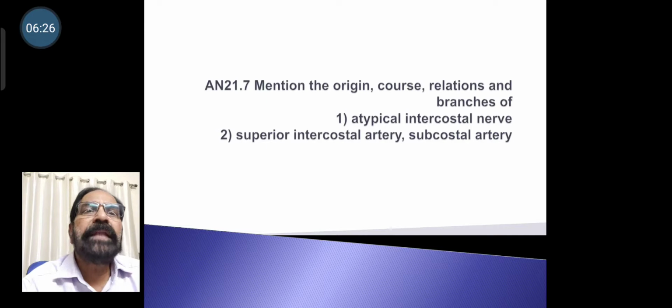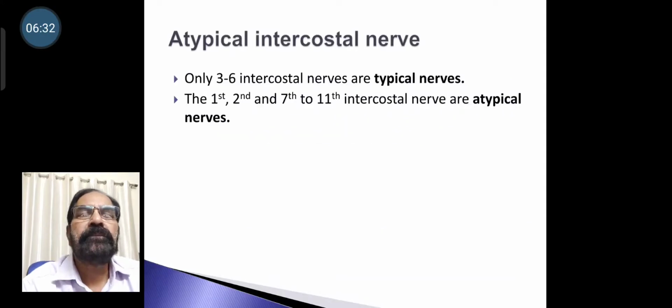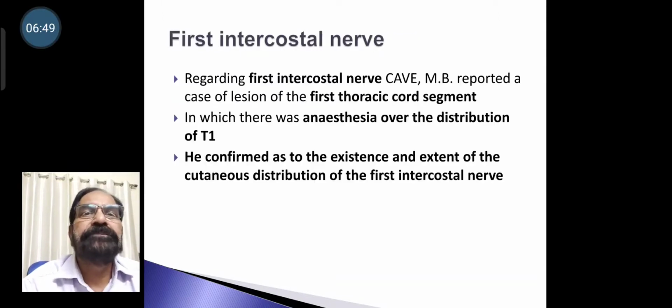Then atypical intercostal nerves, superior intercostal artery and subcostal artery. Atypical intercostal nerves: only the 3rd to 6th intercostal nerves are typical nerves. The first, second, and 7th to 11th intercostal nerves are atypical.